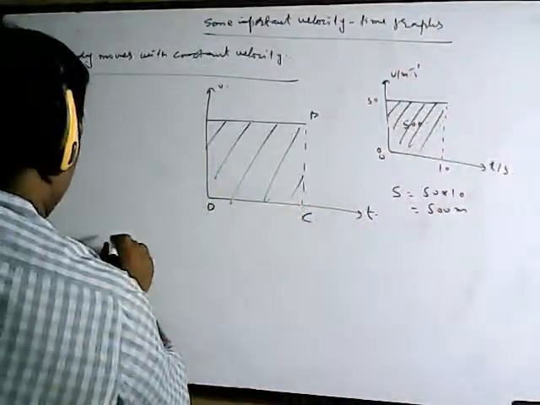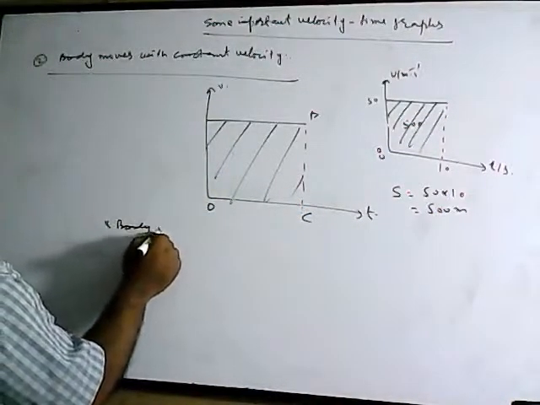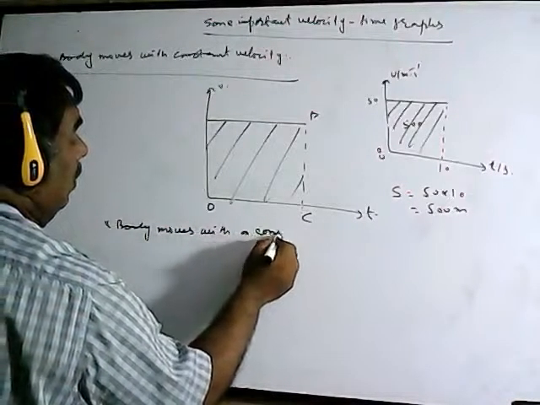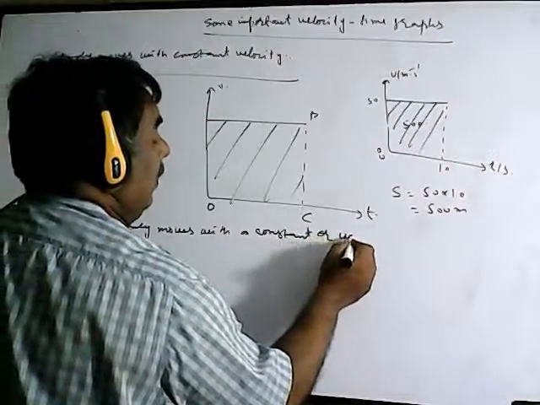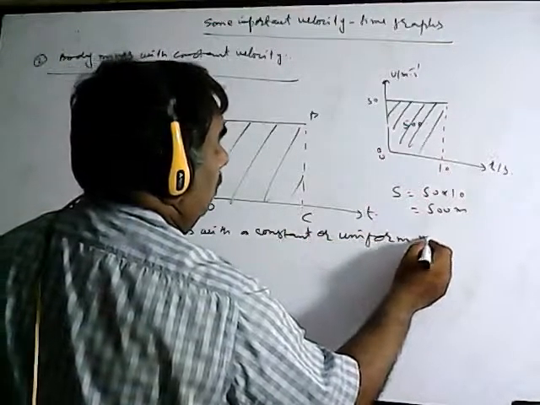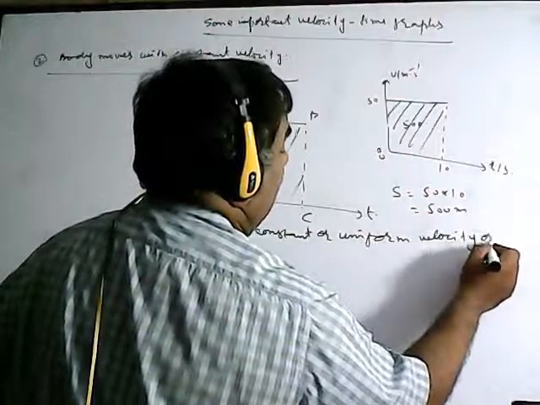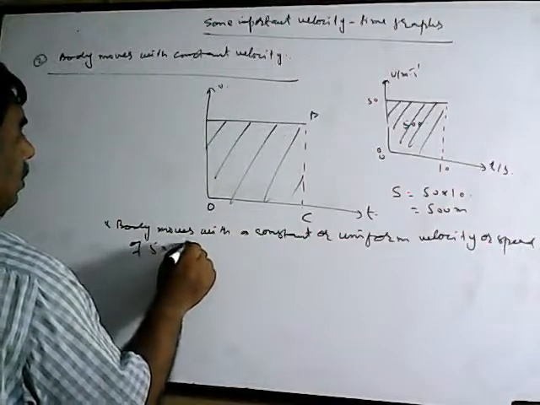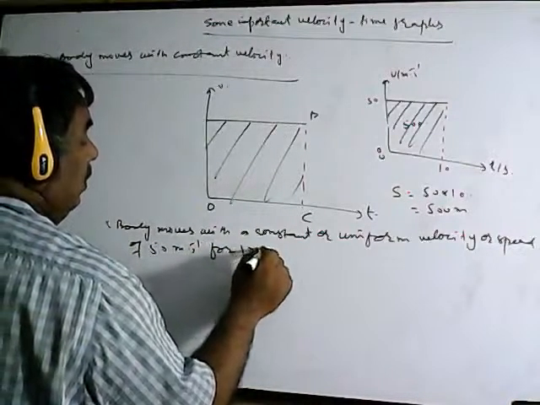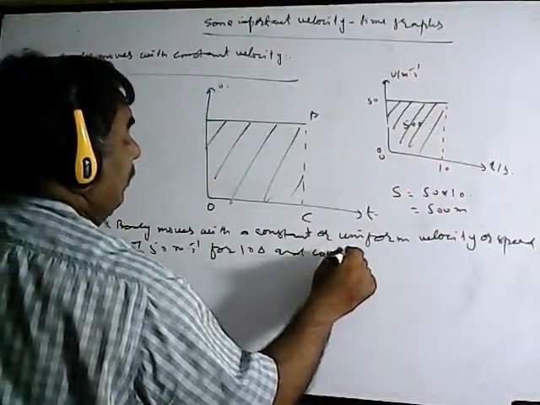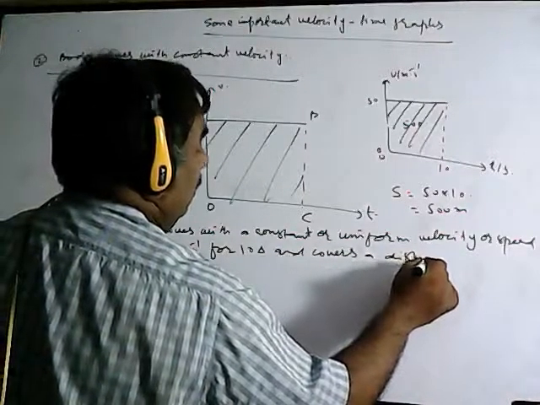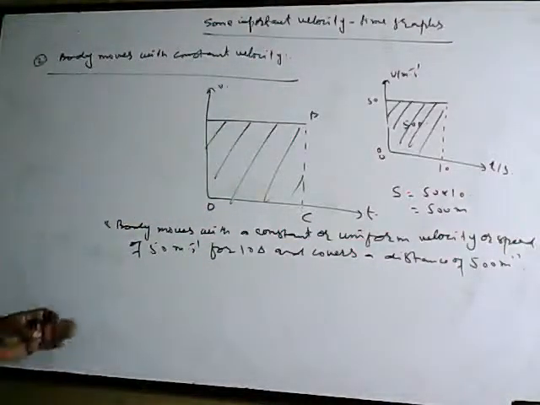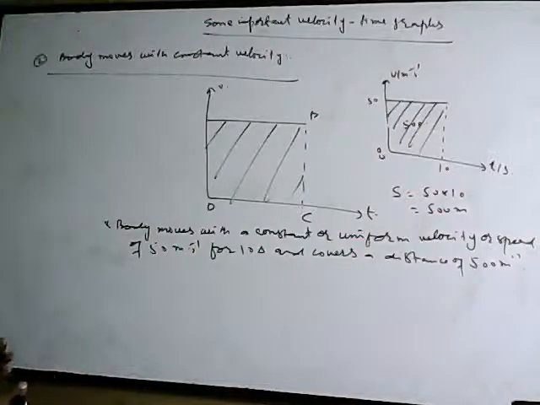I will say for this one, the body moves with constant or uniform velocity or speed. Here I can say a speed of 50 meters per second for 10 seconds and covers a distance of 500 meters.